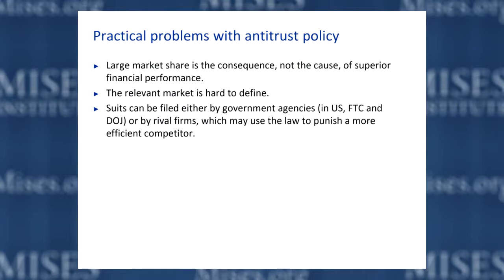So the whole concept of market share is really not a scientific concept because it depends on a potentially arbitrary and subjective determination of what the market is. There are a number of practical problems with antitrust law in most countries. In the United States, for example, a government agency can file an antitrust suit against a company. Both the Federal Trade Commission and the Department of Justice Antitrust Division can file suits. But also, private competitors can file antitrust suits.